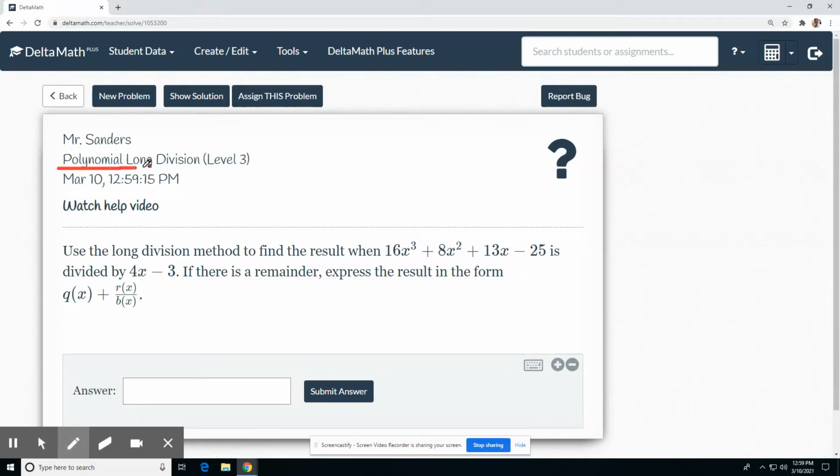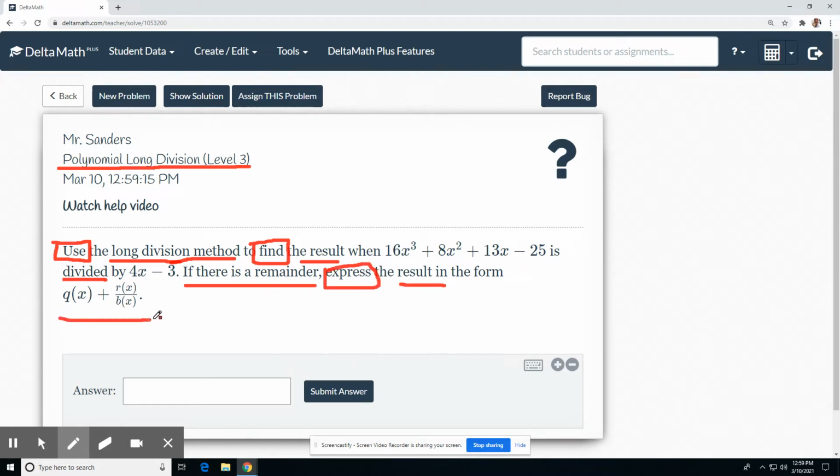We are doing polynomial long division. They want us to use the long division method to find the result. So we're finding the result when we have this divided by this one here. If there is a remainder, express the result in this form here.